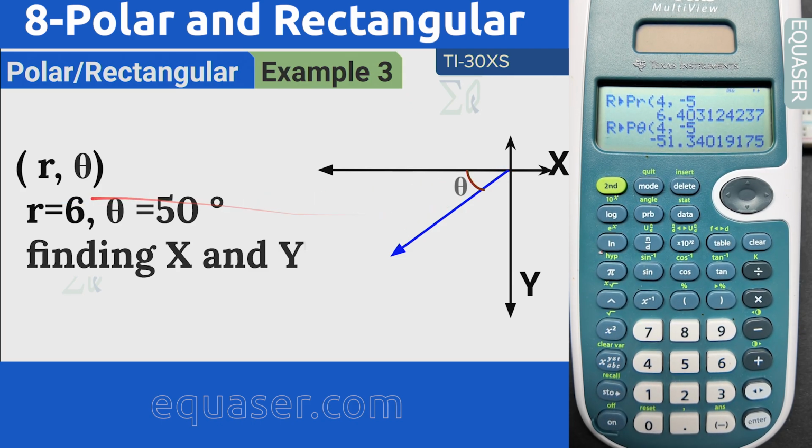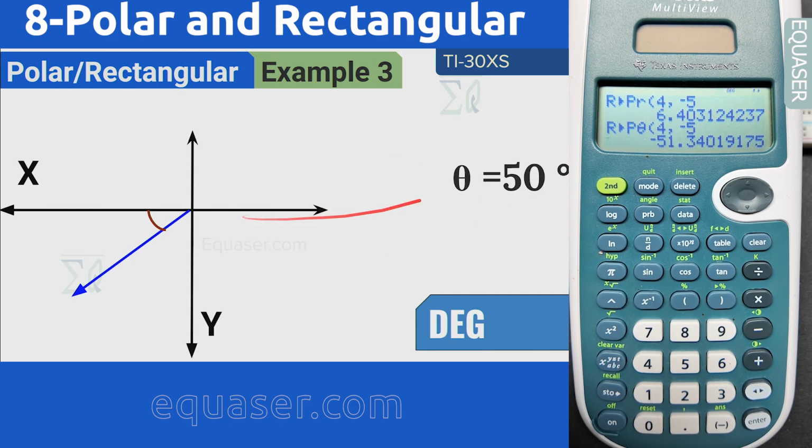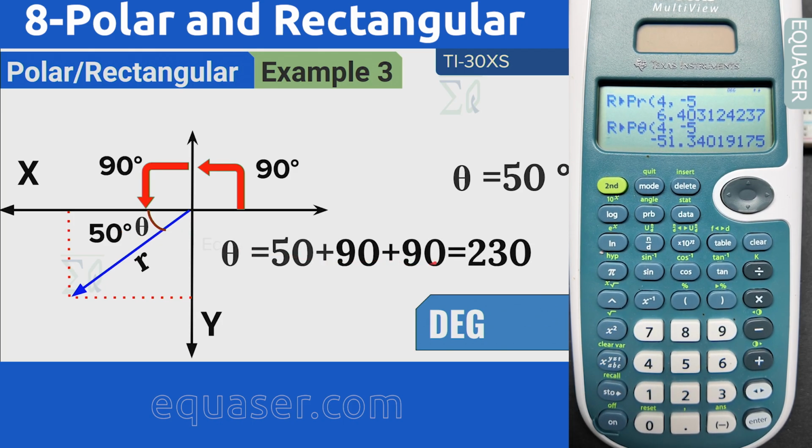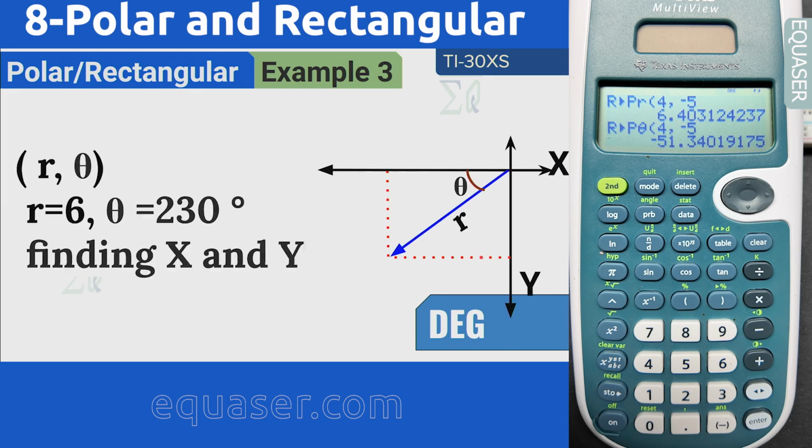Here is example 3. R is 6, and this angle from here is 50. We want to find x and y for this value. But let's see this theta. If we go 90 degrees counterclockwise, another 90, and then 50, the theta in total for our equation should be 50 plus 90 plus 90, which is 230 degrees. So we will enter 230, or we enter all those values: 90, 90 and 50.